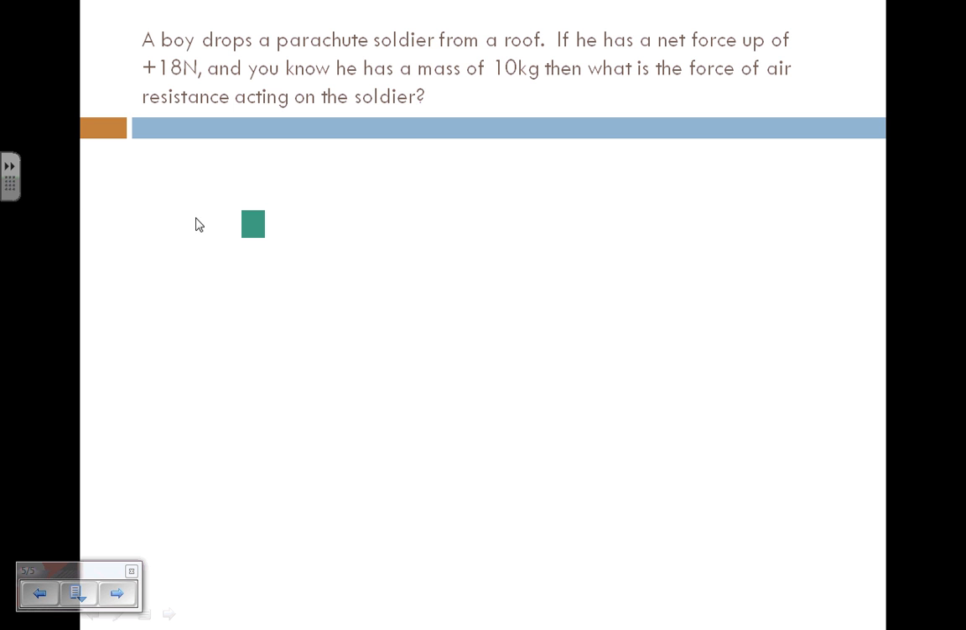Okay, so I've already got a little box here representing the object, so we'll go ahead and write the given information here. And for the object, we know that he's got a force from gravity pulling him down. And then he has a force from air resistance going up.